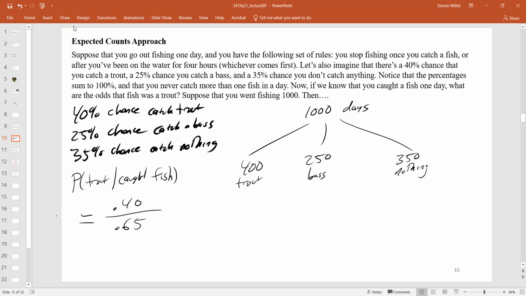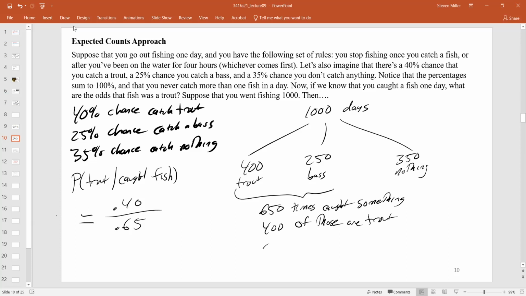So now, if we look at the case where we caught something, we see 650 times we caught something. 400 of those are trout. So it's 400 over 650. And this is just another way to see the reasonableness of what we're doing.